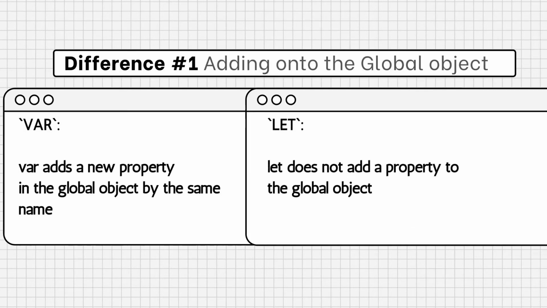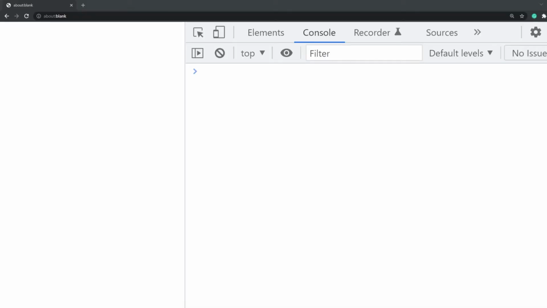Let's begin with the first difference, which is that when you declare a variable using var, it also creates a property by the same name inside the global object. But let doesn't do that. And I'll show you what I mean by it.